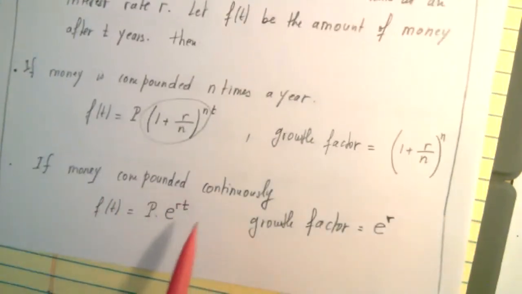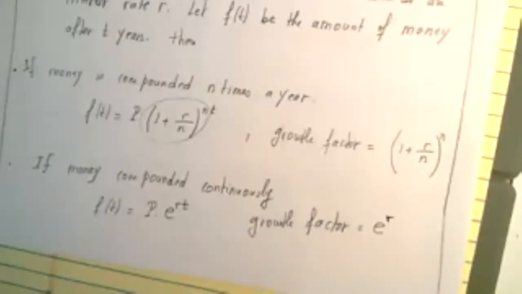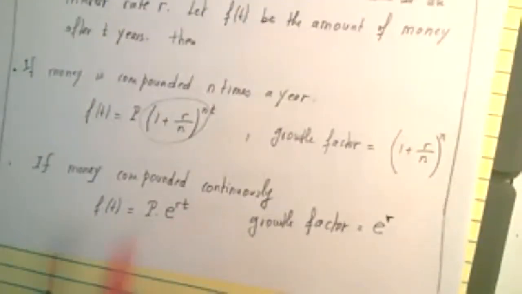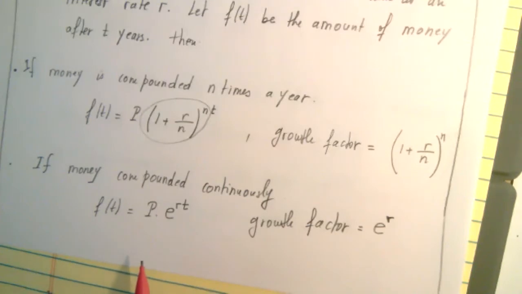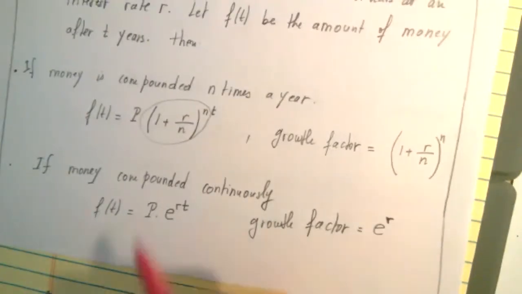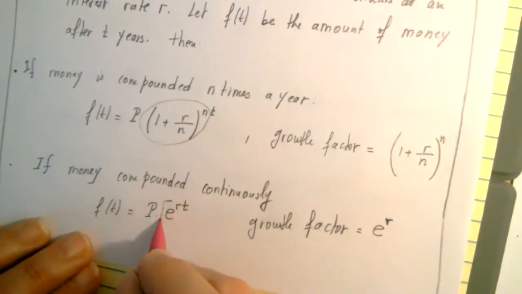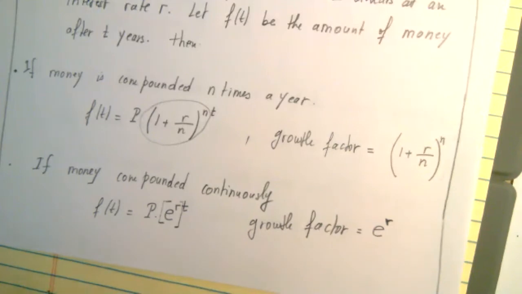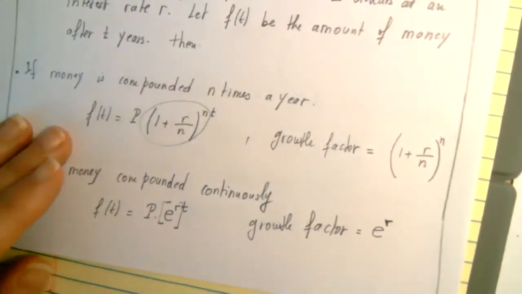If the money is compounded continuously, it means in your mind it's compounded almost every hour. Every hour you get interest on your money. Then the formula becomes your initial e to the RT. R is what we call the nominal rate. And the growth factor here is e to the R. So the growth factor is this piece right there. That's how I visualize the growth factor. That's e to the R. That's really the growth factor.